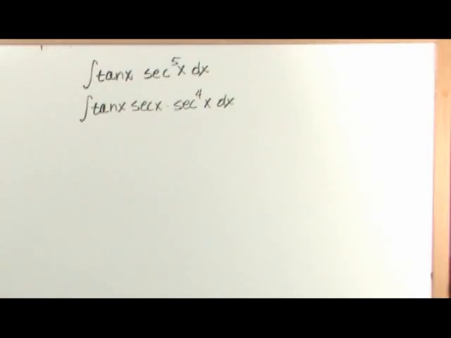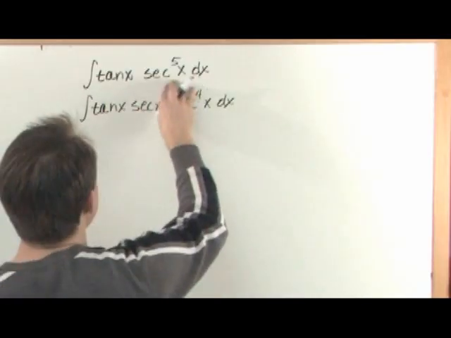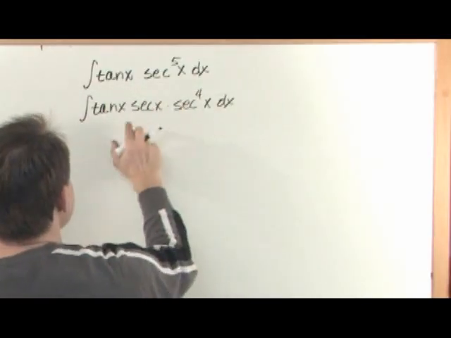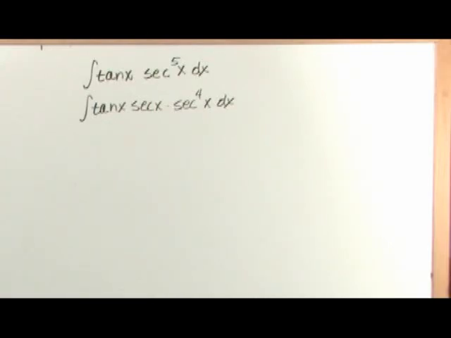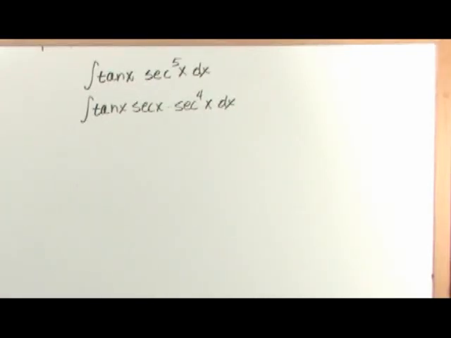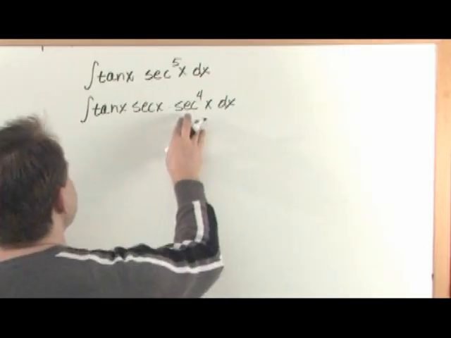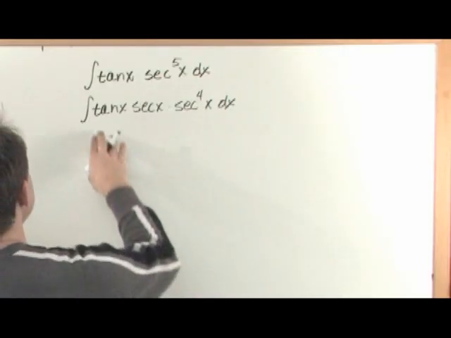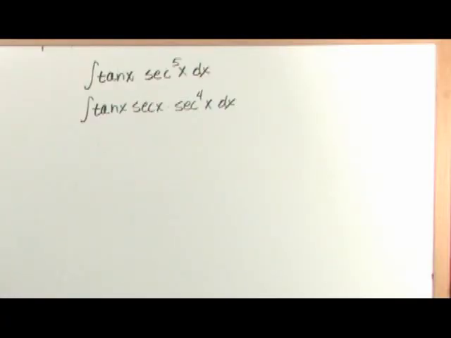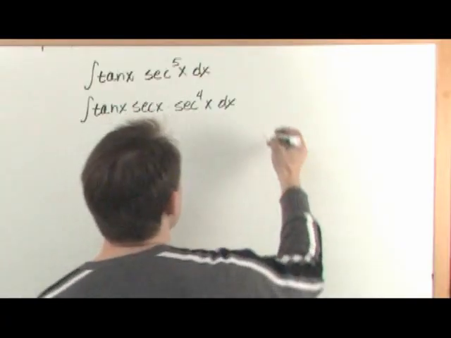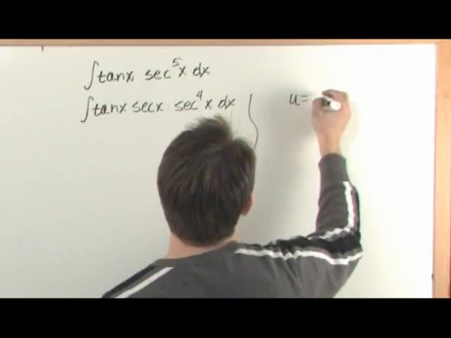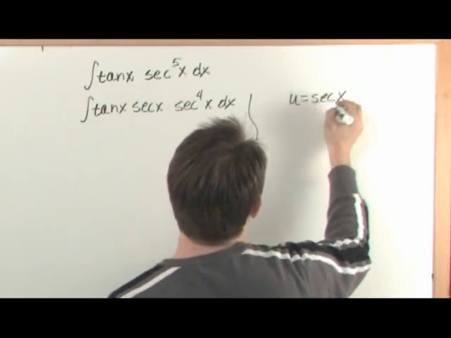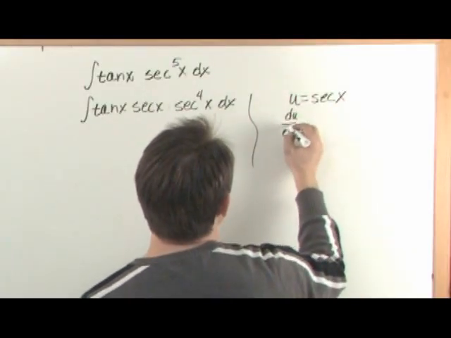So you see a common theme. A lot of times what you'll end up doing is taking one of the powers and rewriting it as something else to let you make a cancellation. Now let me ask you this. If I were to choose a substitution, u is equal to secant of x, the derivative of secant is tangent times secant from your derivative tables, which would cancel with that. So let's do it.